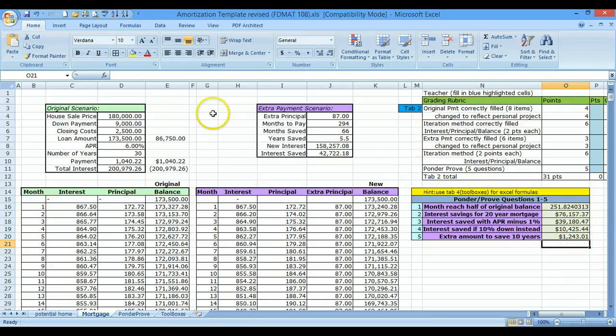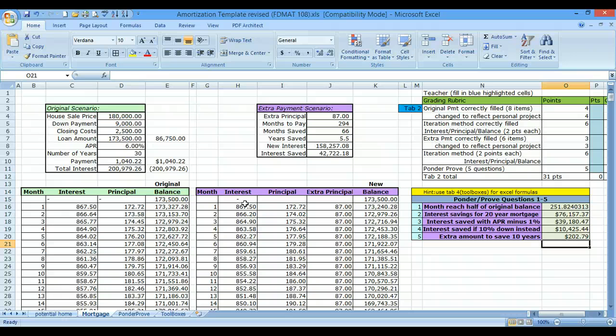Notice how it's $1,243. Over here, for the 30-year loan, it was $1,040. And I want to know how much more I need to pay to get to that. So I'm going to subtract my original payment. There we go. You should be paying about $202 more every single month, and you'll save 10 years off of a 30-year loan.